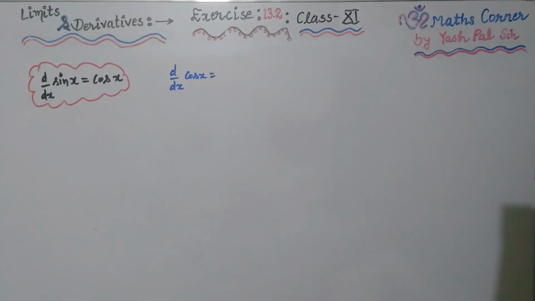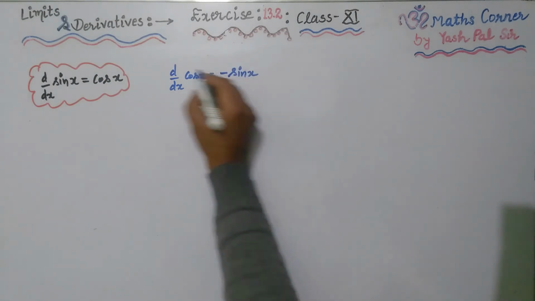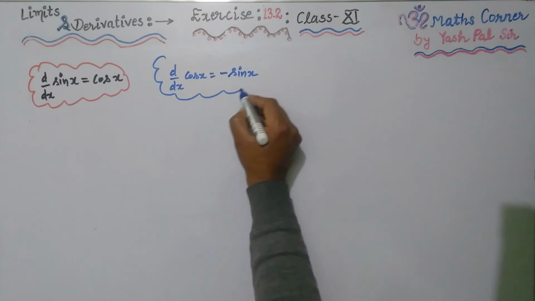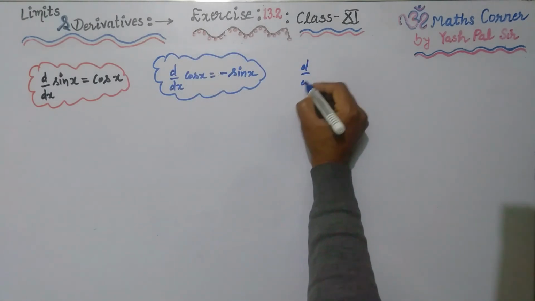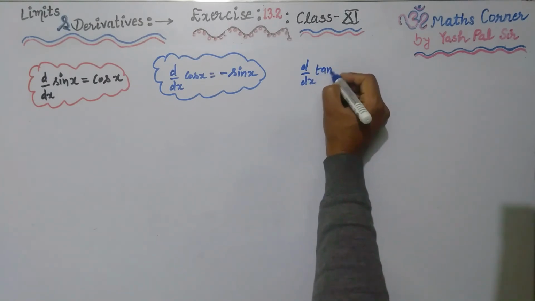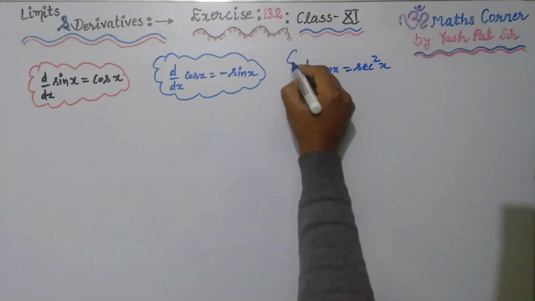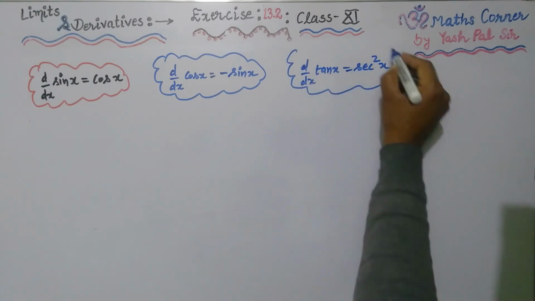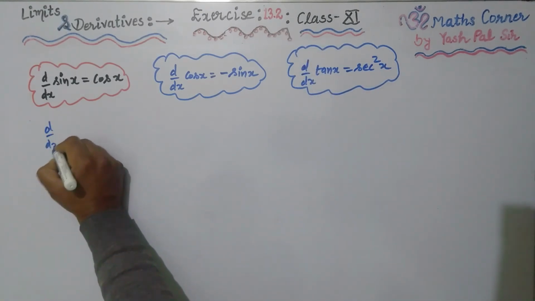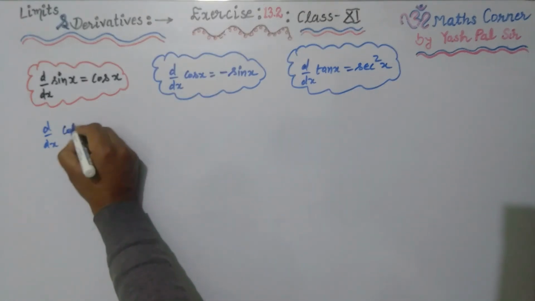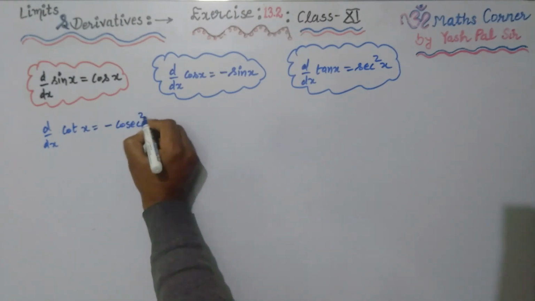Next one is derivative of cos of x is minus sine of x. Next one is derivative of tangent of x is secant square x. Next one is derivative of cotangent x is minus cosecant square of x.